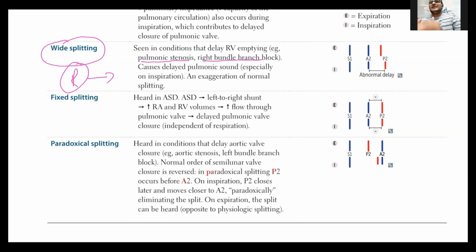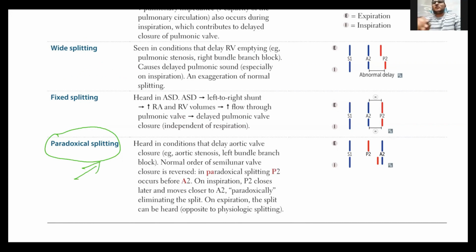Actually, the word wide is an exaggeration of normal. It is an exaggeration of normal splitting. You can see this is an abnormal delay. Normally the delay was present, as we saw previously, but this is an exaggeration. Next we discussed the paradoxical, which is green, and then the fixed splitting. Fixed was very easy. It is an atrial septal defect. In this diagram, both expiration and inspiration have a fixed delay. The delay is present, but it is fixed, and we cannot appreciate it by listening to the sounds. So it is independent of respiration. We cannot appreciate it because both expiration and inspiration have the same delay.